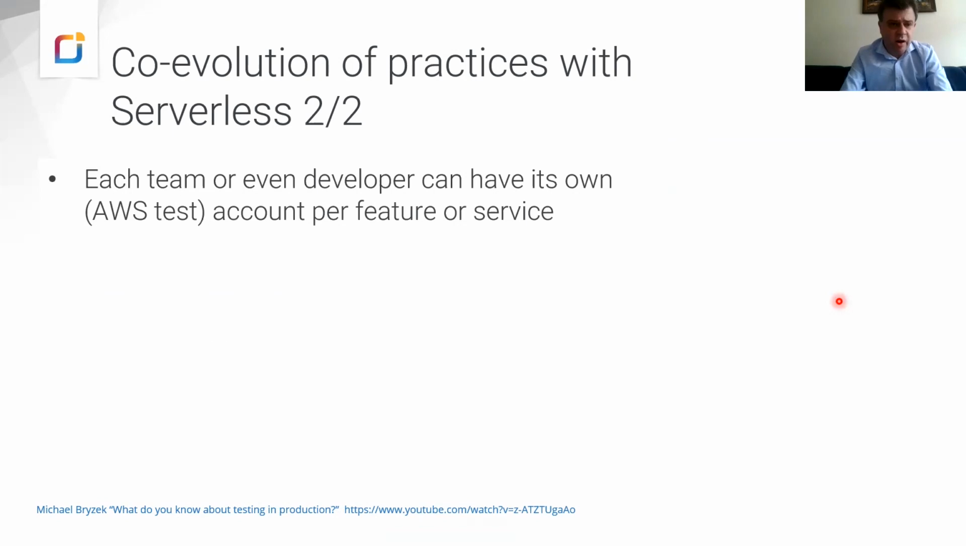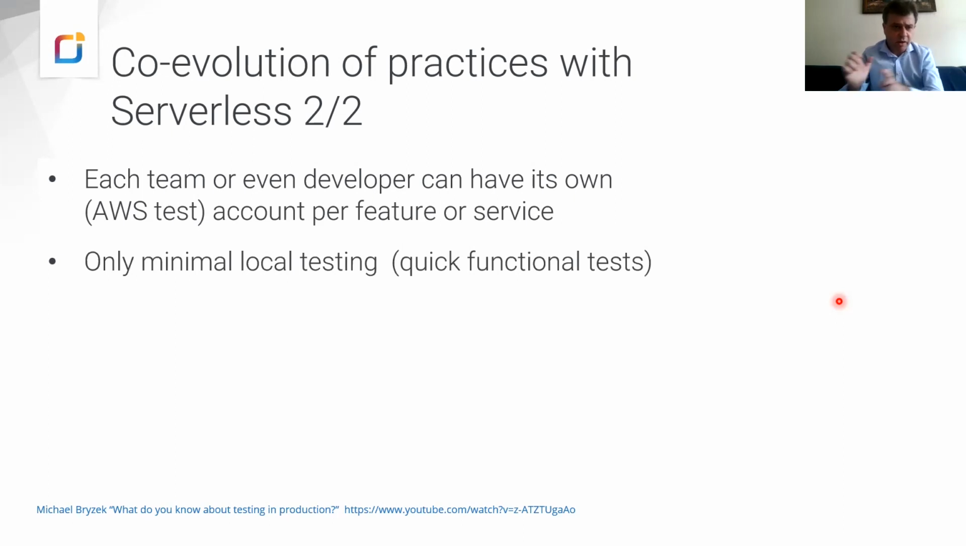What we also see as a way to become successful with serverless is that each team or even developer may have their own AWS test account per feature or even per service. And that became cheap because for serverless you only pay for what you use, and you probably don't have too much storage in your testing environment. So you may create these environments, you have to manage them, you have to delete them. But generally, each developer can relatively quickly test the application on their own and not break stuff of others.